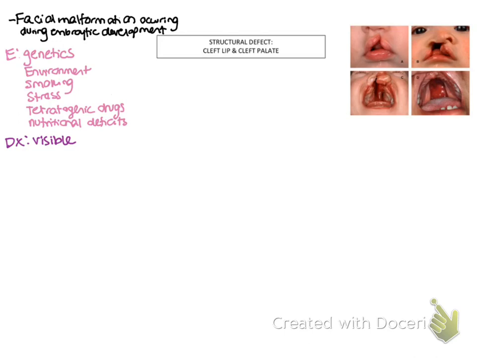All right, we diagnose it because you see it. You see the defect, especially if the baby's crying. So when the baby's screaming, that's a great time to examine their mouth. Can they see this in utero? Sometimes they can. Sometimes it's missed.